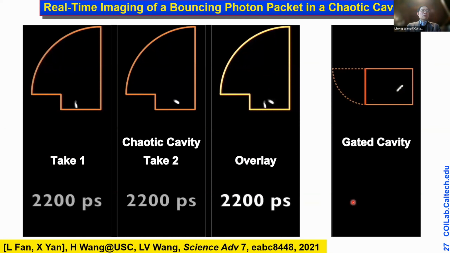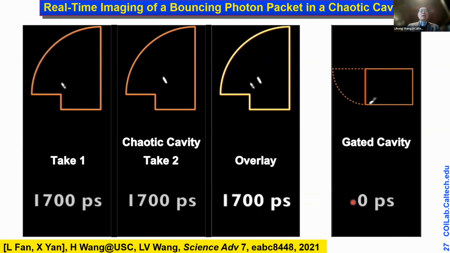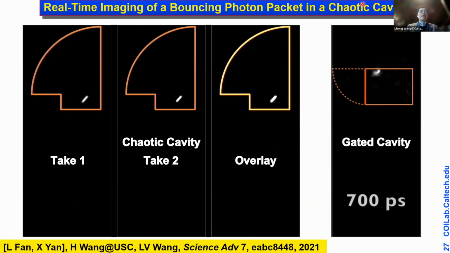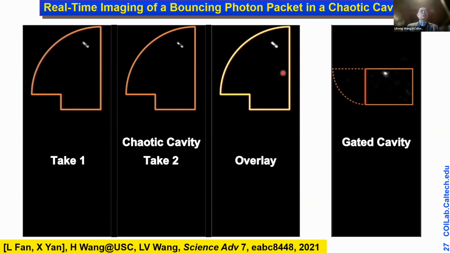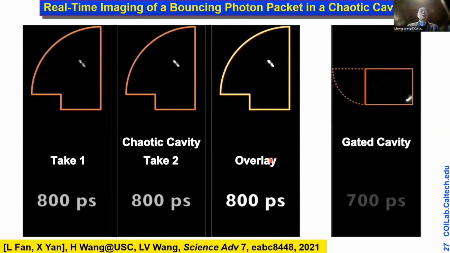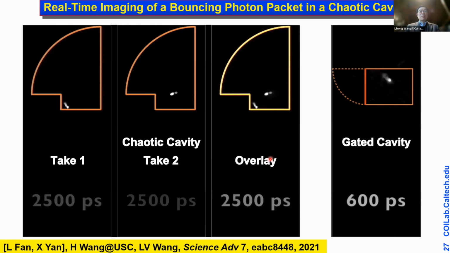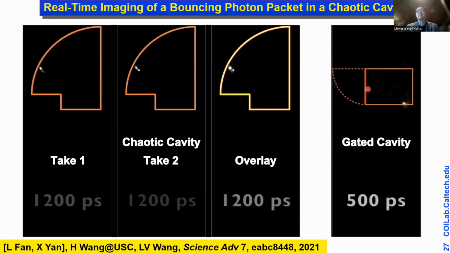There are many applications. Some are in physics. For example, can we use this single shot technique to image events that are not repeatable, chaotic events? And so this is a real-time imaging of a bouncing photon packet in a chaotic cavity. We had 2 takes. If you overlay the 2 takes, you'll see that at early times, the 2 pulses are overlaid. They travel together, but eventually they'll split. And we can also study the transition in real time between a stable cavity and a chaotic cavity.